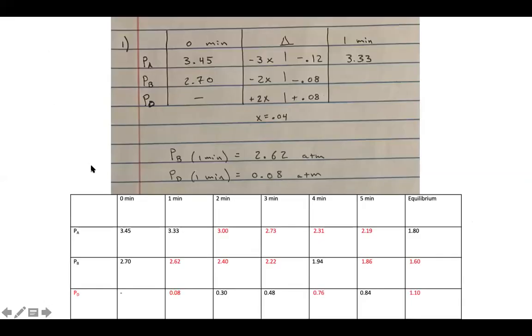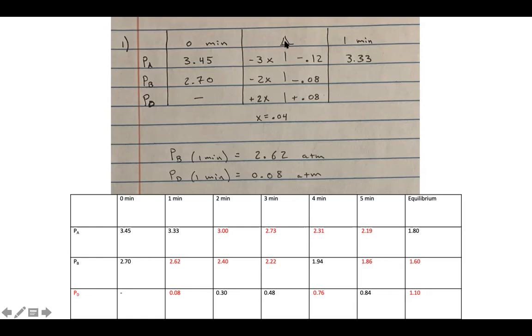Okay, and we've gone through lots of these chart problems, so I'm not going to go through it step by step like I typically do. I'm just going to show one example calculation. So I'm going to show minute 0 to minute 1, what we see. Okay, and so I write my pressure, so pressure A, B, and D. I write my initial pressures at time 0, noting that the dash just means 0. And then I'm going to write my change to get to minute 1.